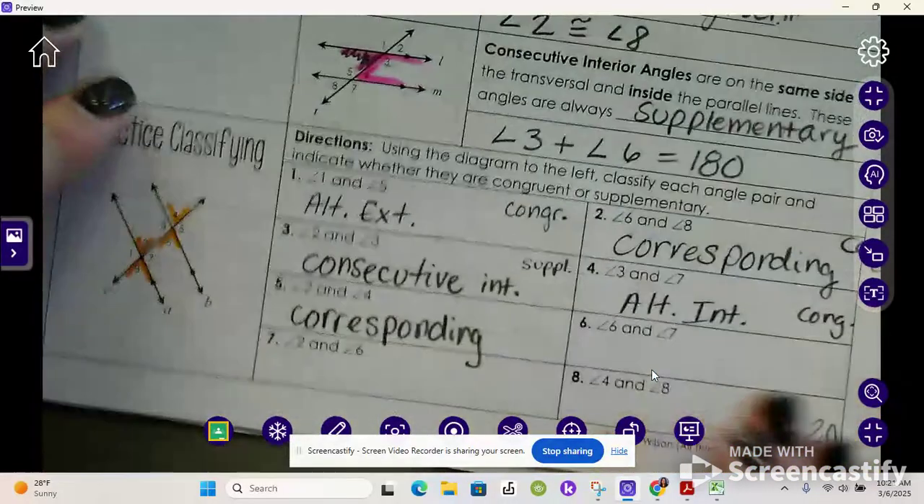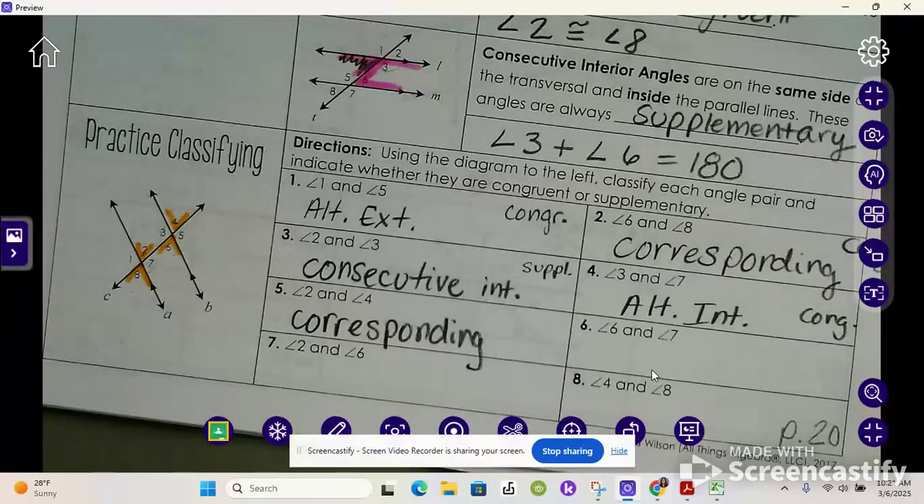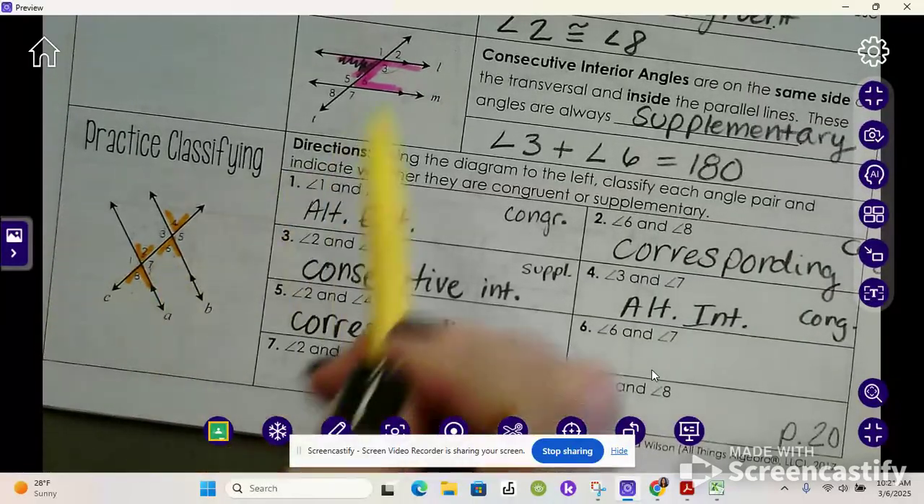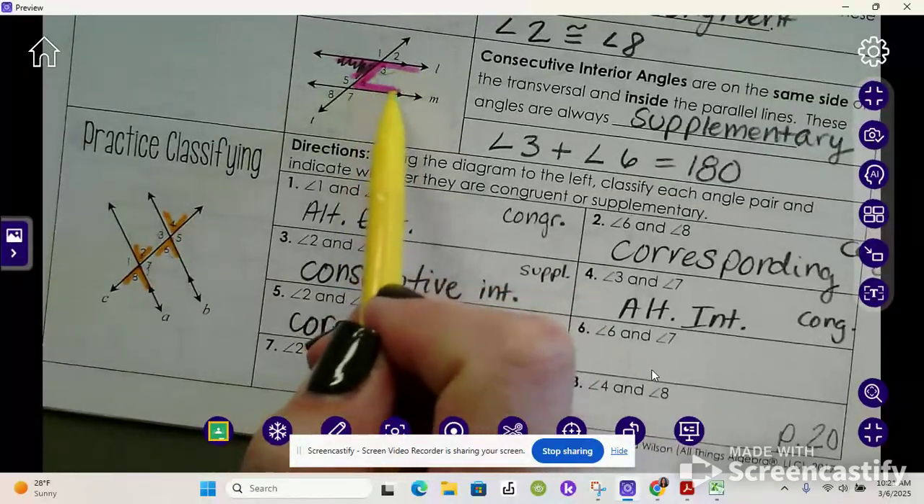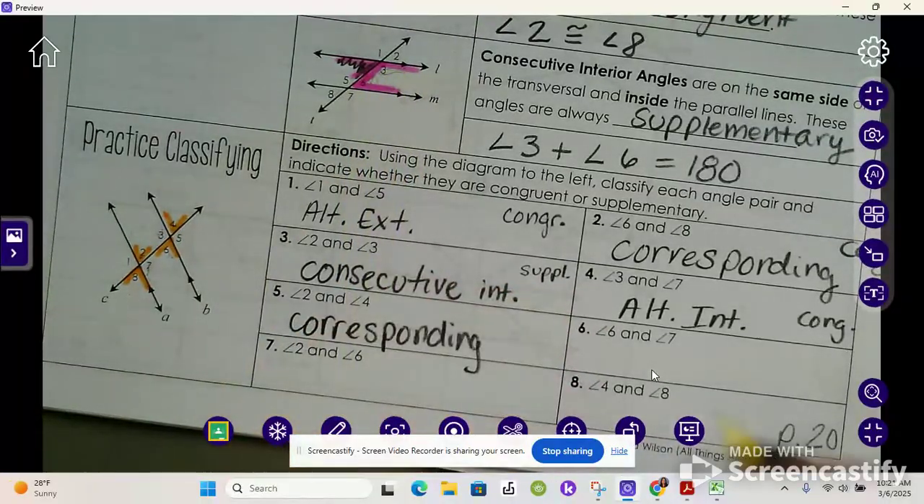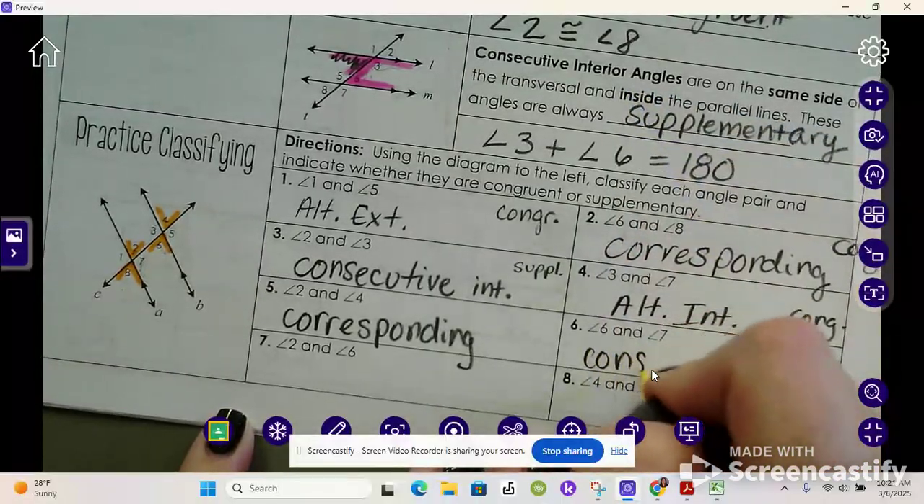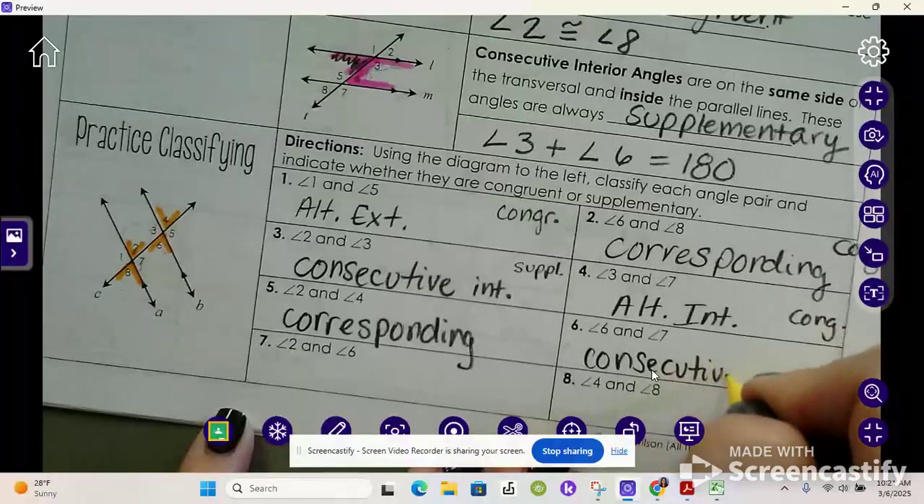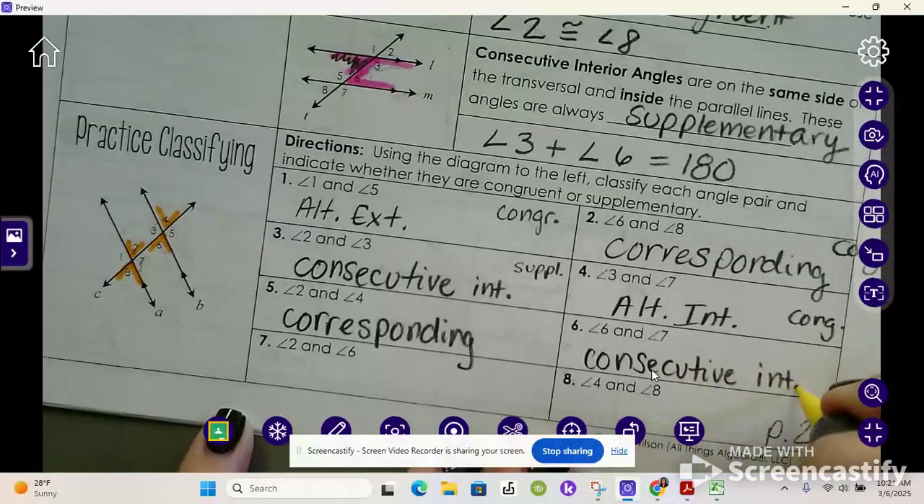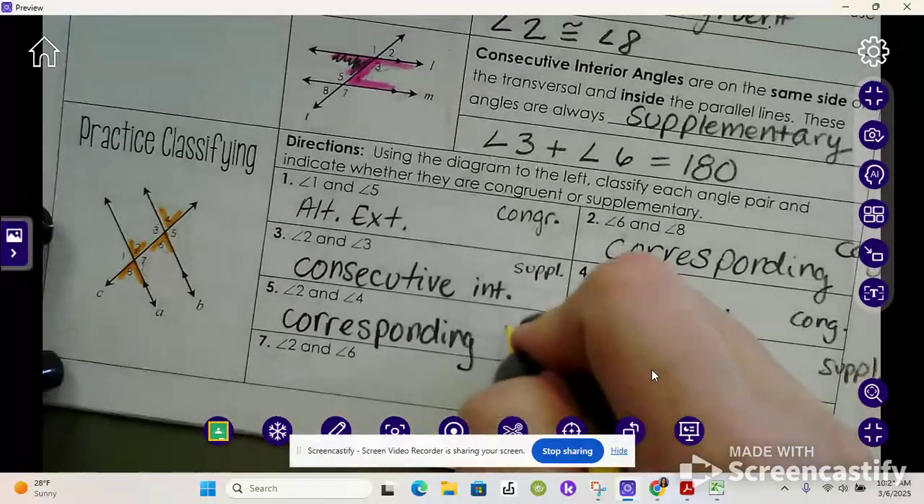Okay. 6 and 7. All right, so 6 and 7, they make kind of like that pink one where they're both interior. They're going to be supplementary to each other. So that is these consecutive interior. And those make supplementary angles. Correspondings are congruent.